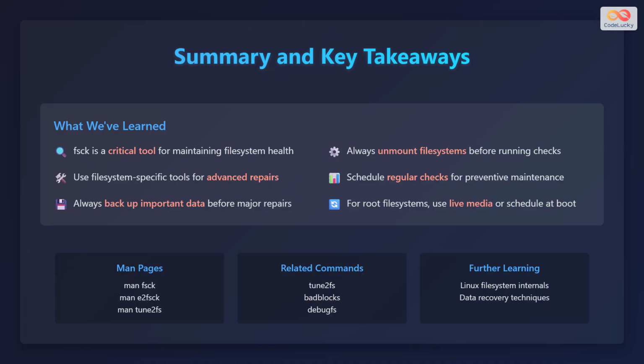In summary, fsck is a critical tool for maintaining file system health. Always unmount file systems before running checks. Use file system-specific tools for advanced repairs. Schedule regular checks for preventative maintenance. Always back up important data before major repairs, and for root file systems, use live media or schedule at boot.